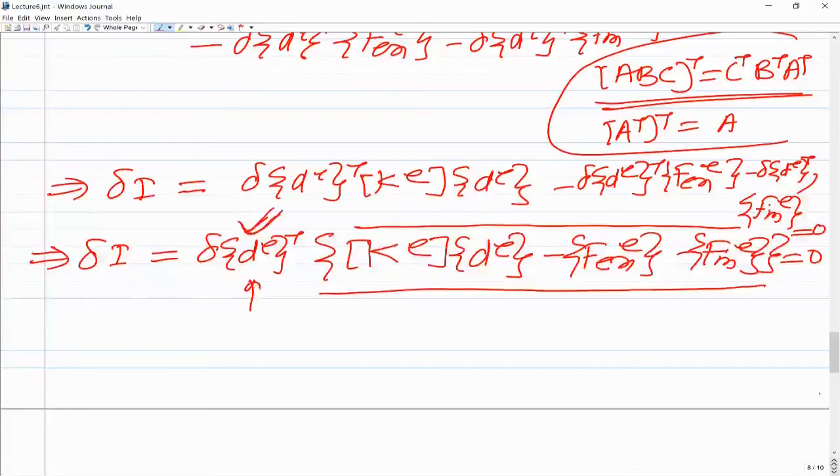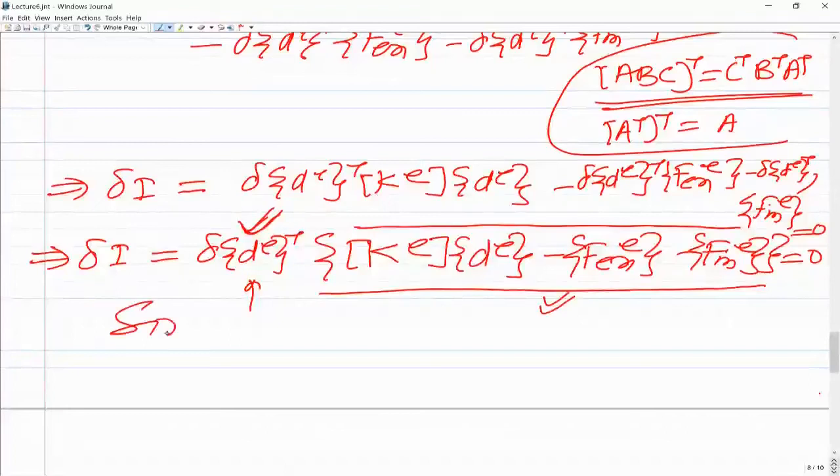So this product has to be 0 for different, arbitrary sets of values of delta D. Then the only possibility for this delta I to be equal to 0 is that this should be equal to 0, and that is what gives you the element level governing equation.